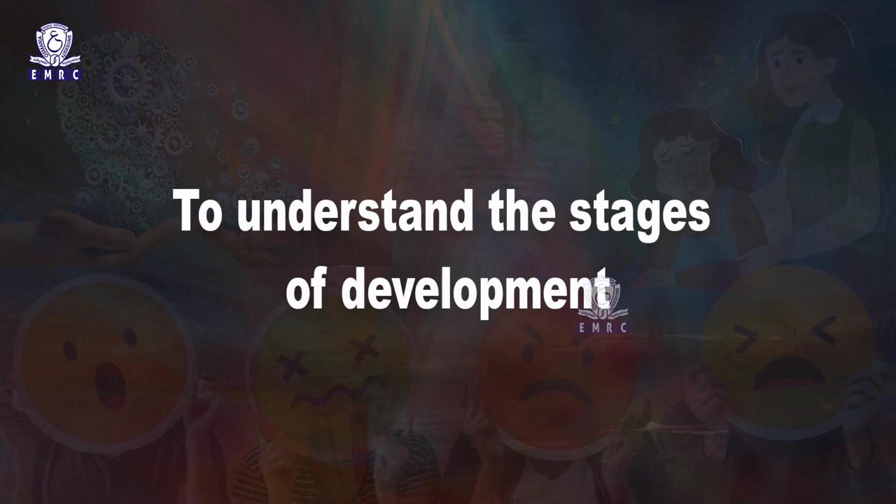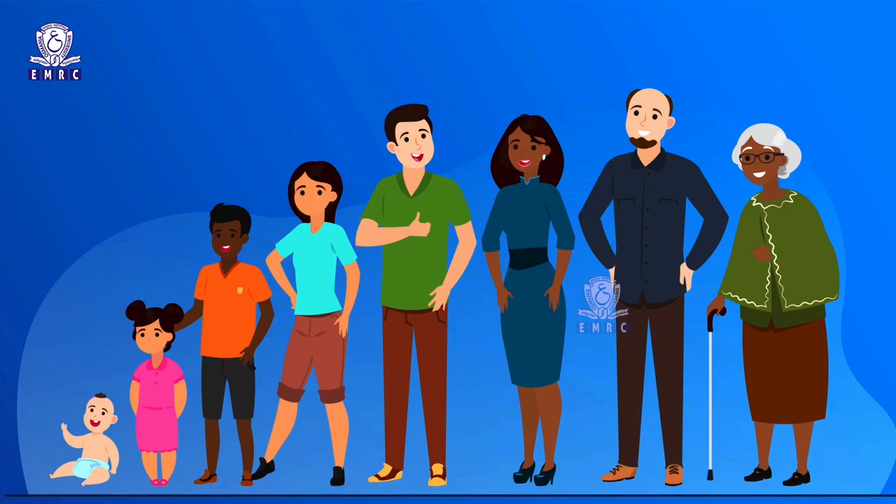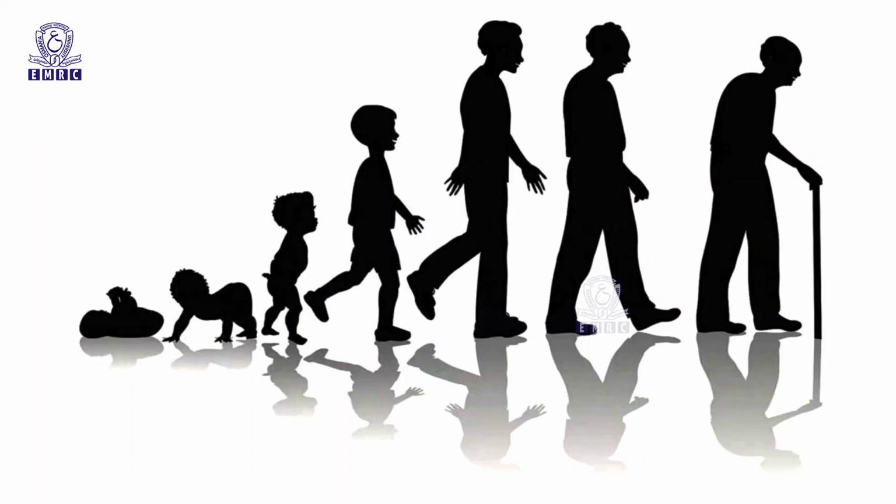To understand the stages of development, psychology has clearly shown that human life passes through different stages of development before it reaches adulthood. They are infancy, childhood, adolescence and adulthood.